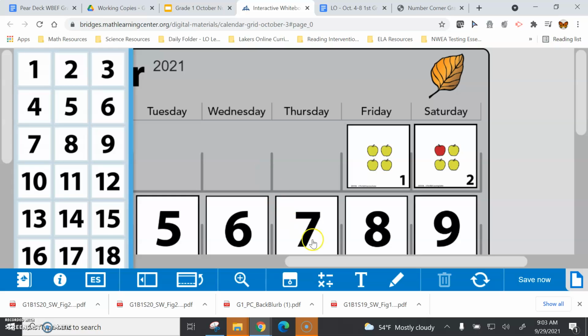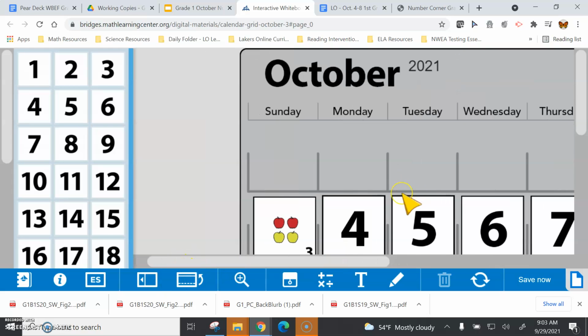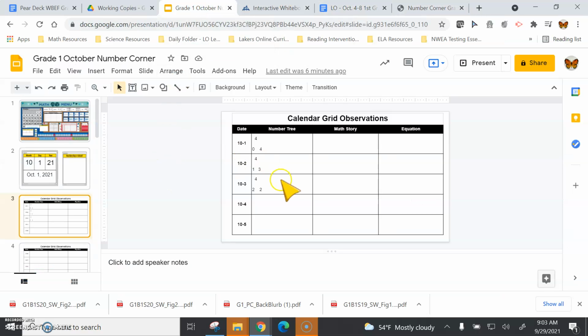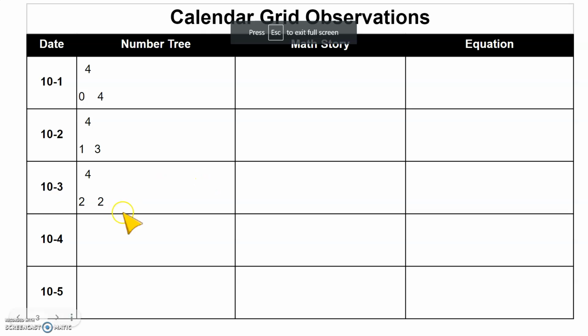Let's find out what's on Sunday's card. Oh, Sunday's card has 2 apples that are red and 2 apples that are green. So if we look at our information, we find out that, wow, for our number tree, our big number is 4. And the 2 numbers that help us get to that number 4 are the 2 red apples and the 2 green apples. 2 plus 2 equals 4, just like 1 plus 3 equals 4, and 0 plus 4 equals 4.